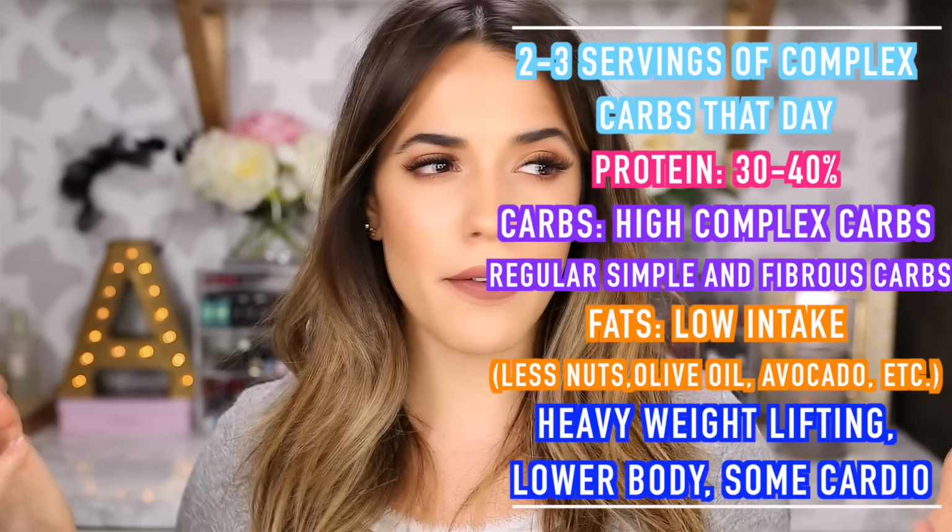So if you are consuming a complex carb for breakfast, for your complex carb, you can have some oatmeal, then you can have egg whites for your protein. For your simple carbs, you can have some grapefruit or some kind of simple carb that is not high in fats. And then for, which one are we missing? Fibrous carbs, you can have spinach, you can have asparagus, any kind of vegetable that you like.